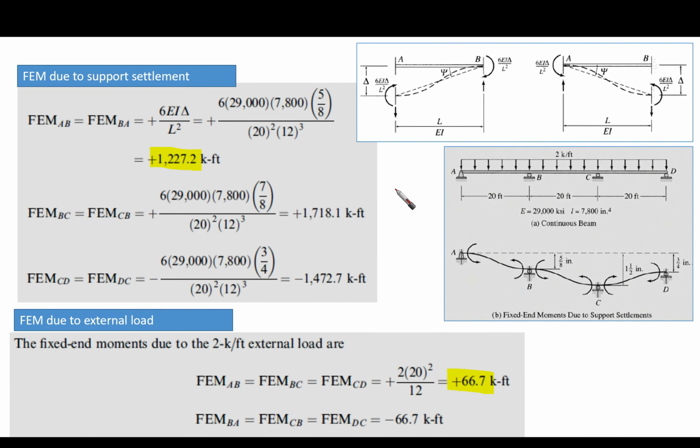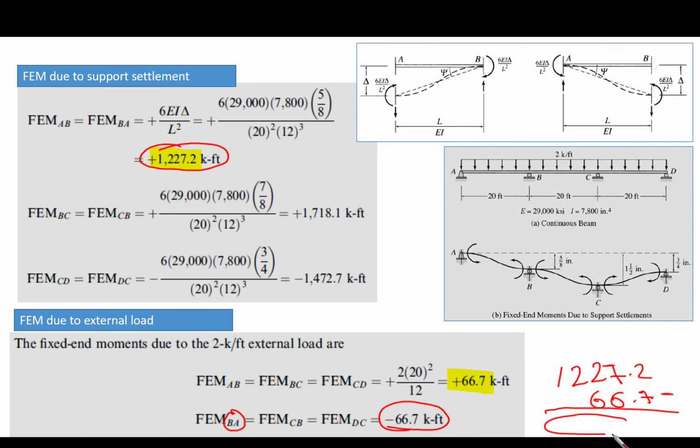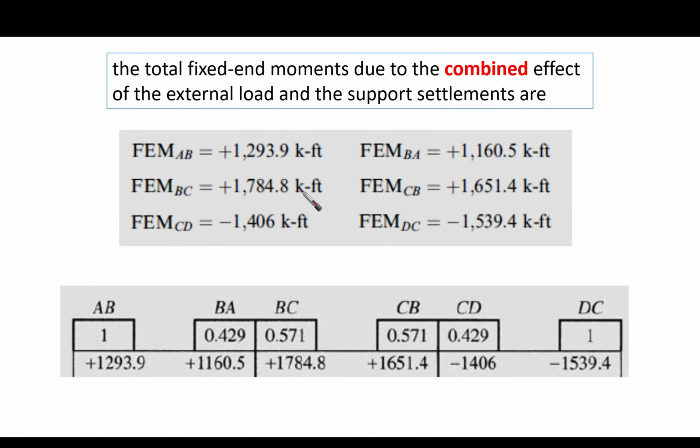In a similar fashion, we are going to do the same for BA. For BA we have the same value here, but it is minus 66.7. So we're going to have 1,227.2 minus 66.7. Then it gives us the value here. This is BA, so it is 1,160.5.